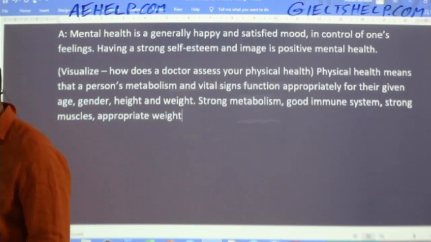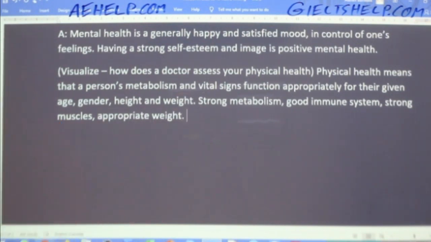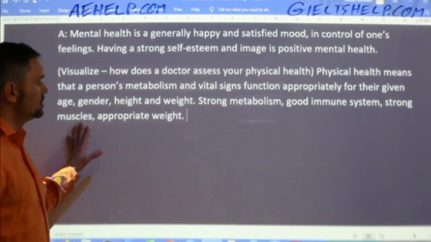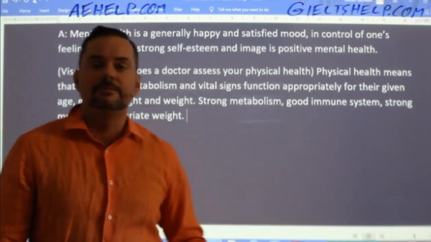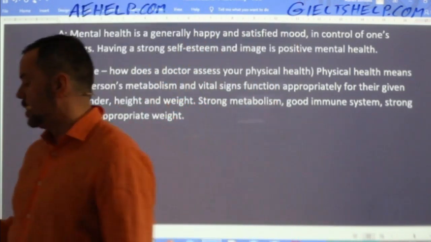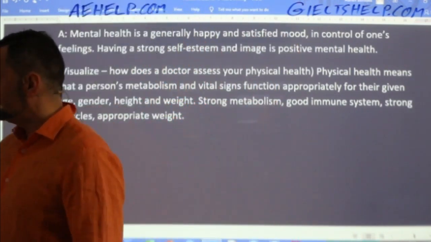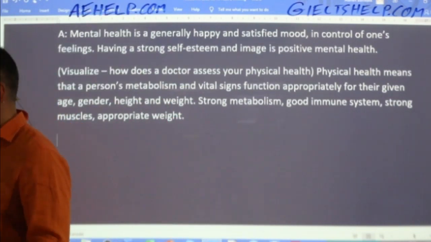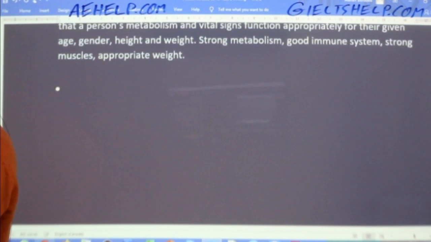So those are some words that we can write down, right? Strong metabolism, good immune system, strong muscles, appropriate weight. All right, good. Okay, so we've talked about the definition for the topic. This is a really important one. Now, why is mental and physical health important? Okay, we can get onto that, but let's get into our controlling ideas. So for now, it's enough to have just the what for the topic.